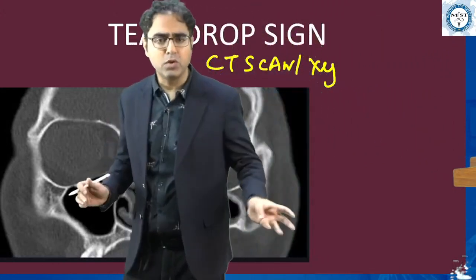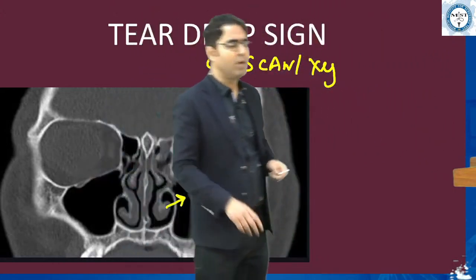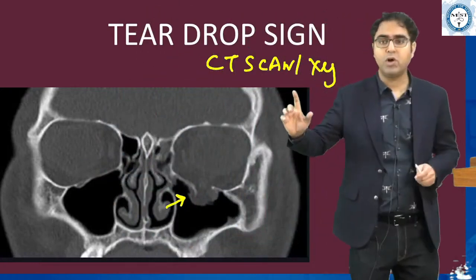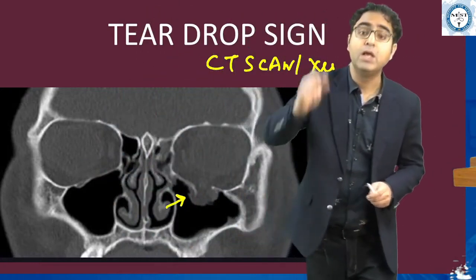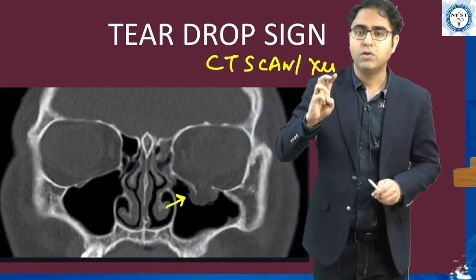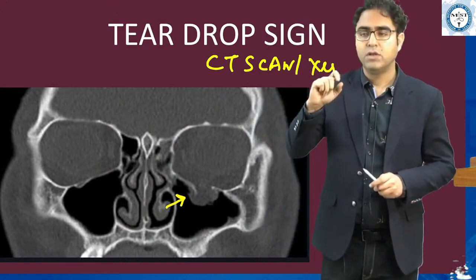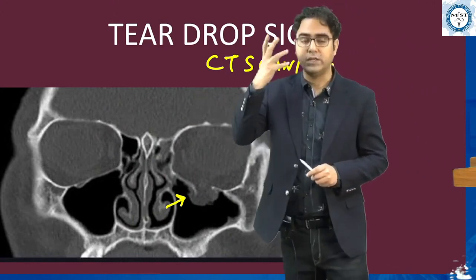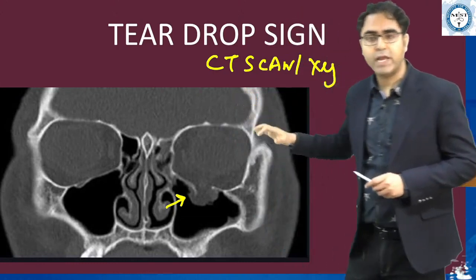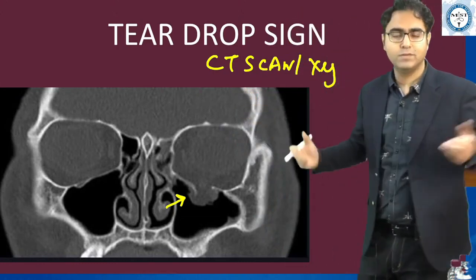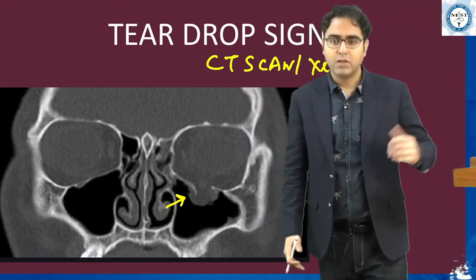Teardrop sign. Ophthalmology question, radiology question. The ophthalmology question: blowout fracture of the orbit is a fracture of which wall of the orbit? The floor of the orbit, or the inferior wall of the orbit. What is the mode of injury? Golf ball injury. Radiology shows which sign? Teardrop sign. That's all, beta. We can do these things.